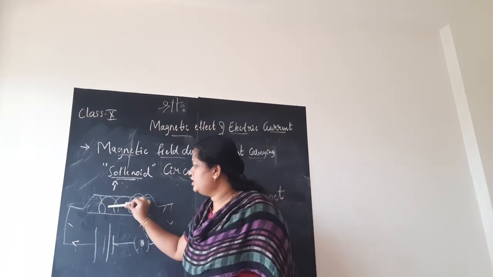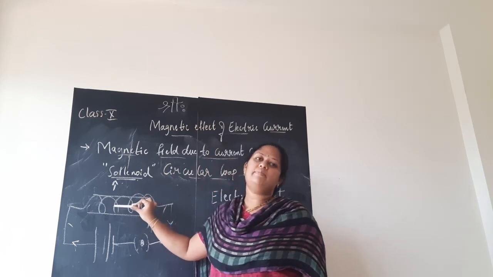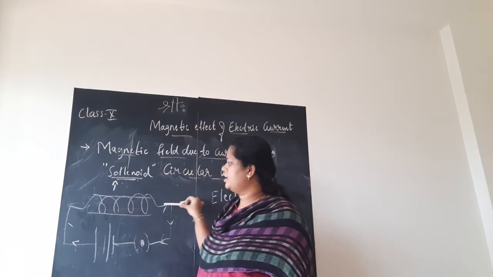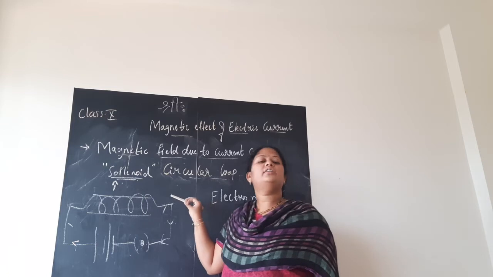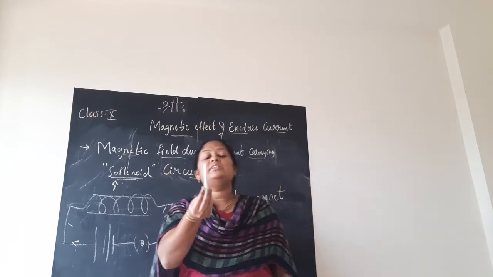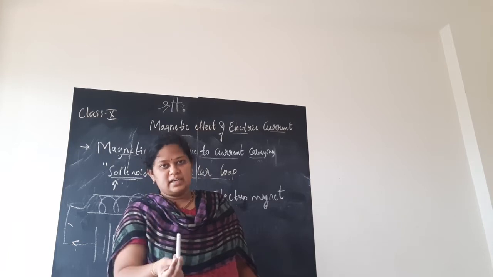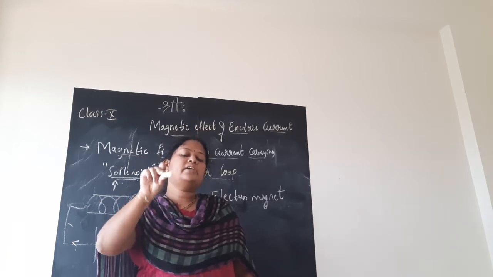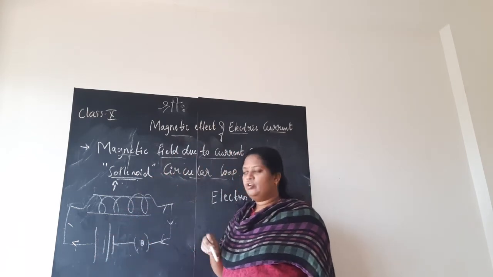So when I push it inside the current carrying conductor, it is a magnet. If I remove it, it is no more a magnet. Inside, if I push, it acts as a magnet. No current, it is no more a magnet. So this is the electromagnet, which is a temporary magnet and which gets magnetized only when current is passed through it. So that is about the electromagnet.